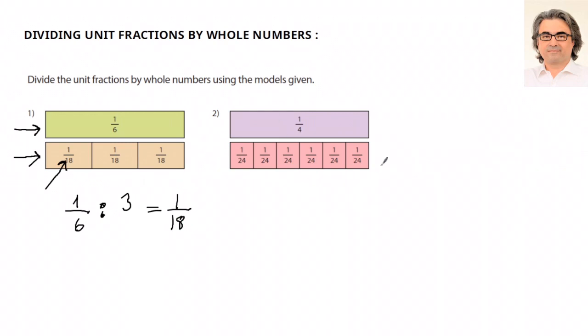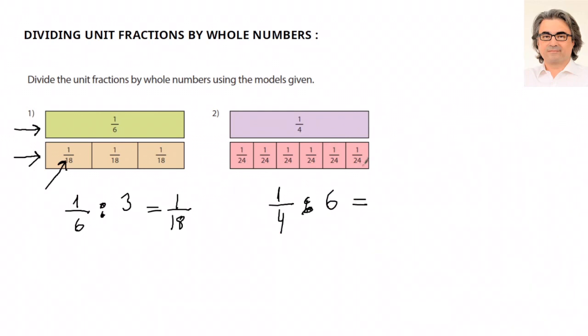Now let's come to the second one. Again, we have two equivalent rectangles. The first is my whole, and it is represented with 1/4. So I am dividing 1/4 with 1, 2, 3, 4, 5, 6. I'm dividing 1/4 by 6.